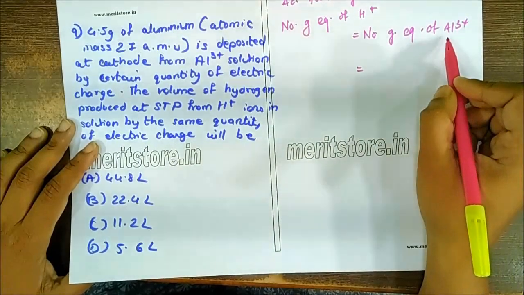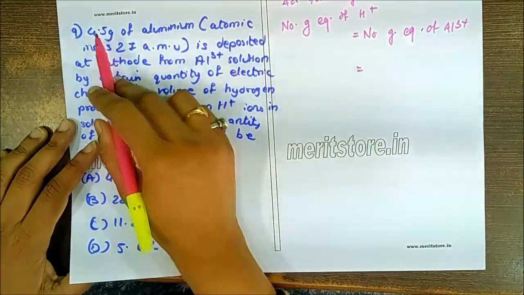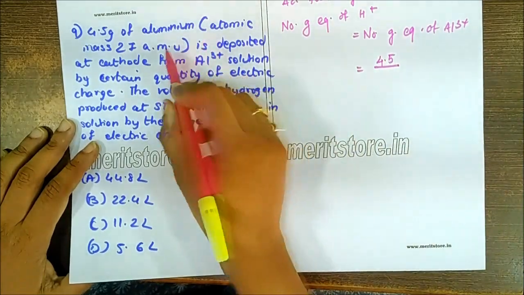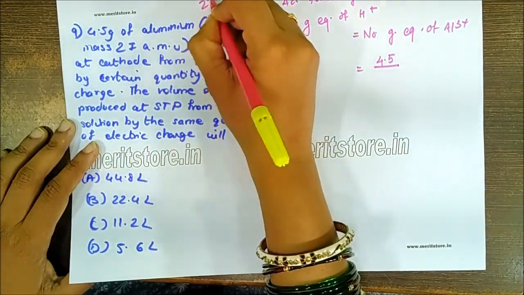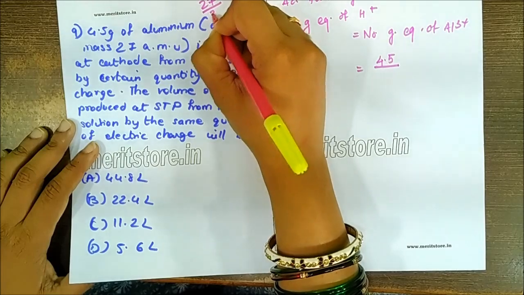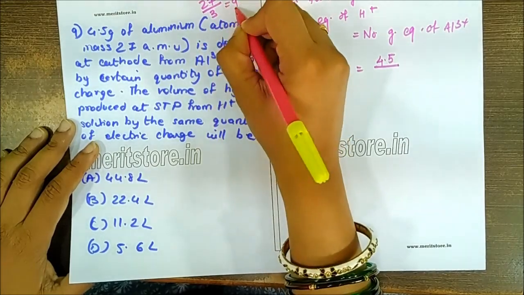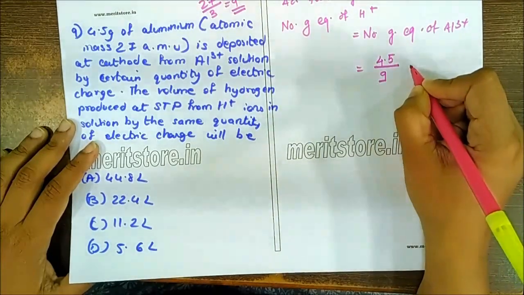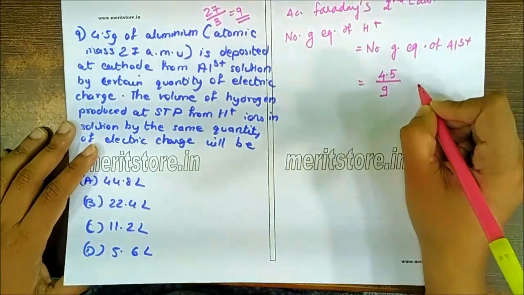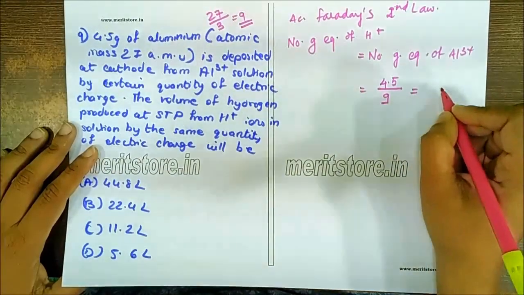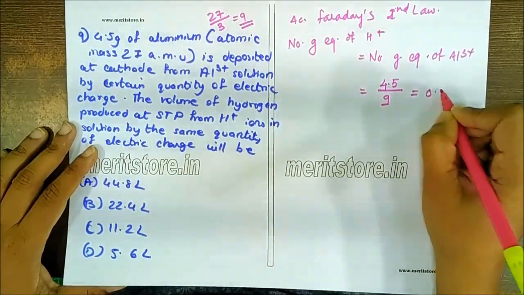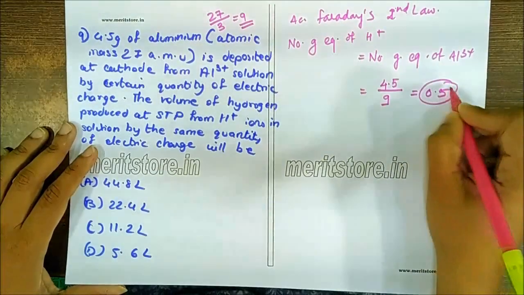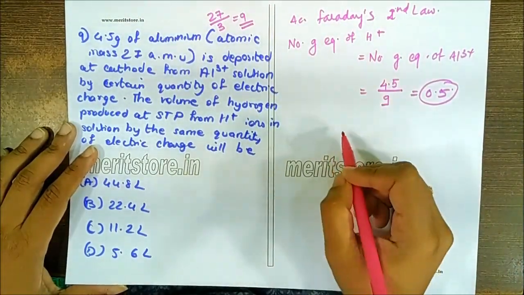Now the gram equivalents of Al3+, if you have to calculate: the amount of substance which is deposited is 4.5. The atomic mass of aluminium is 27, that is divided by 3, which is the charge on the aluminium, so that is equal to 9 gram, the equivalent weight of aluminium. So if we calculate this, we get the answer, that is 0.5. So we are getting 0.5 gram equivalents of H+ to be deposited.